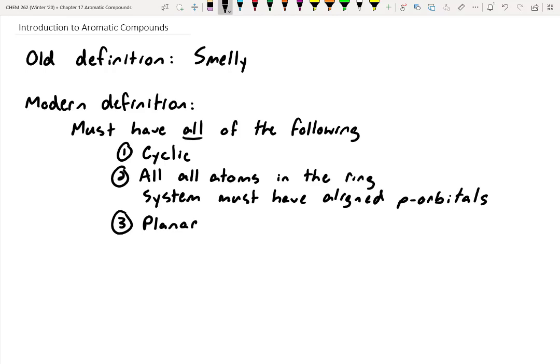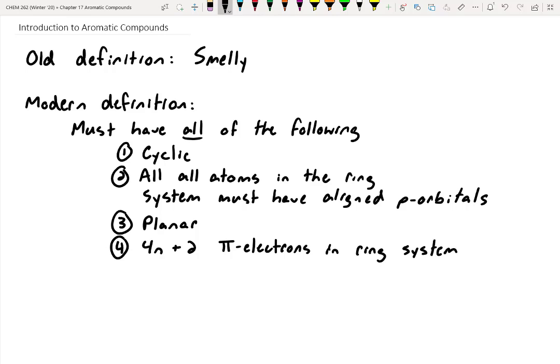There are a variety of ring systems that will actually twist and contort so that they're not planar, and we'll look at a few examples of those. But in order to be aromatic, we have to be looking at planar molecules. And then the last one's actually related to a topic we'll talk about next week called Huckel's rule, but it says that we must have 4n plus 2 pi electrons in the ring system.